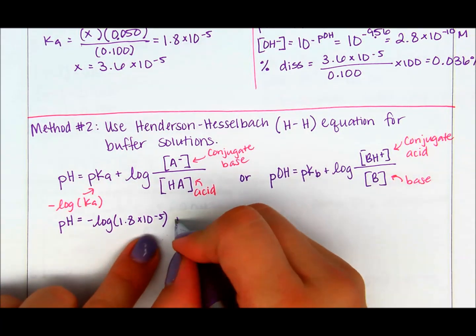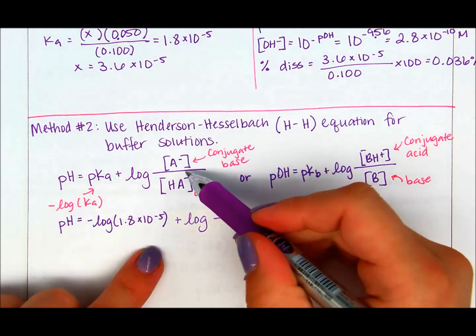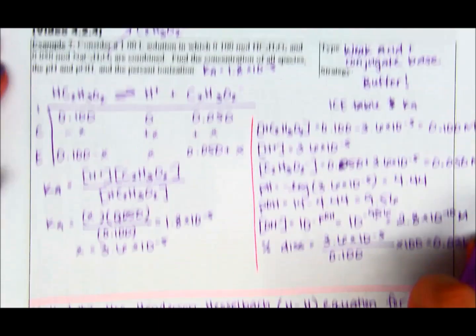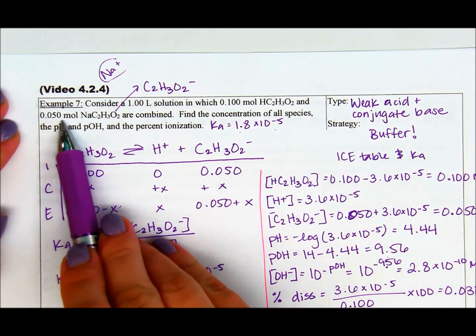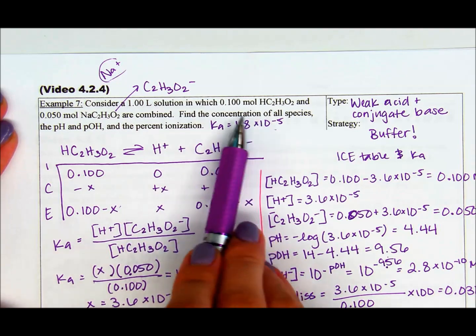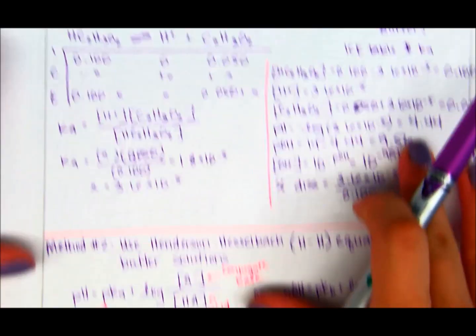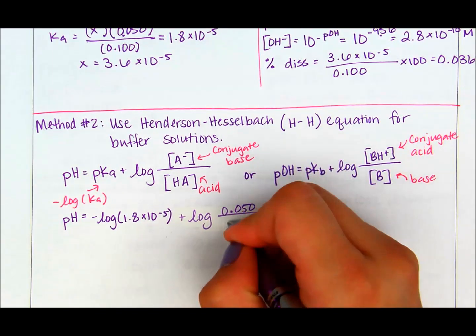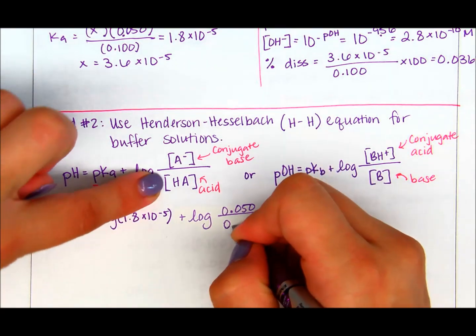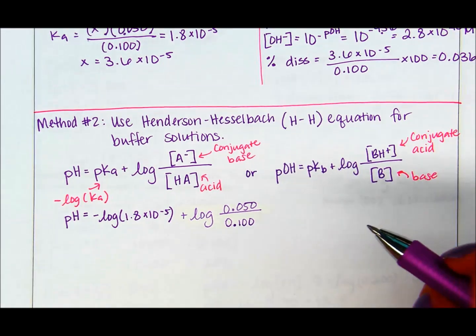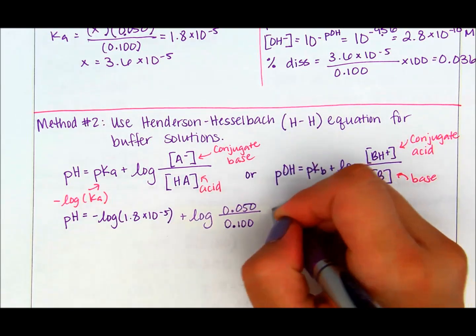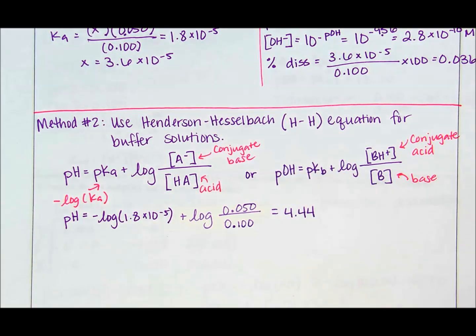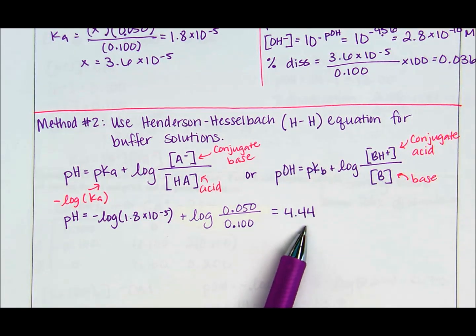Okay, so that's the pKa part, plus log of the concentration of your conjugate base. So looking up above, concentration of the conjugate base is 0.050, and then the concentration of the acid is 0.100. So plus log of 0.050 over 0.100. So that's all you needed. So plugging all of that in, you get 4.44 as your pH. Now this was literally all you had to do to solve this problem. Just this part right here, if you knew the Henderson-Hasselbalch equation.